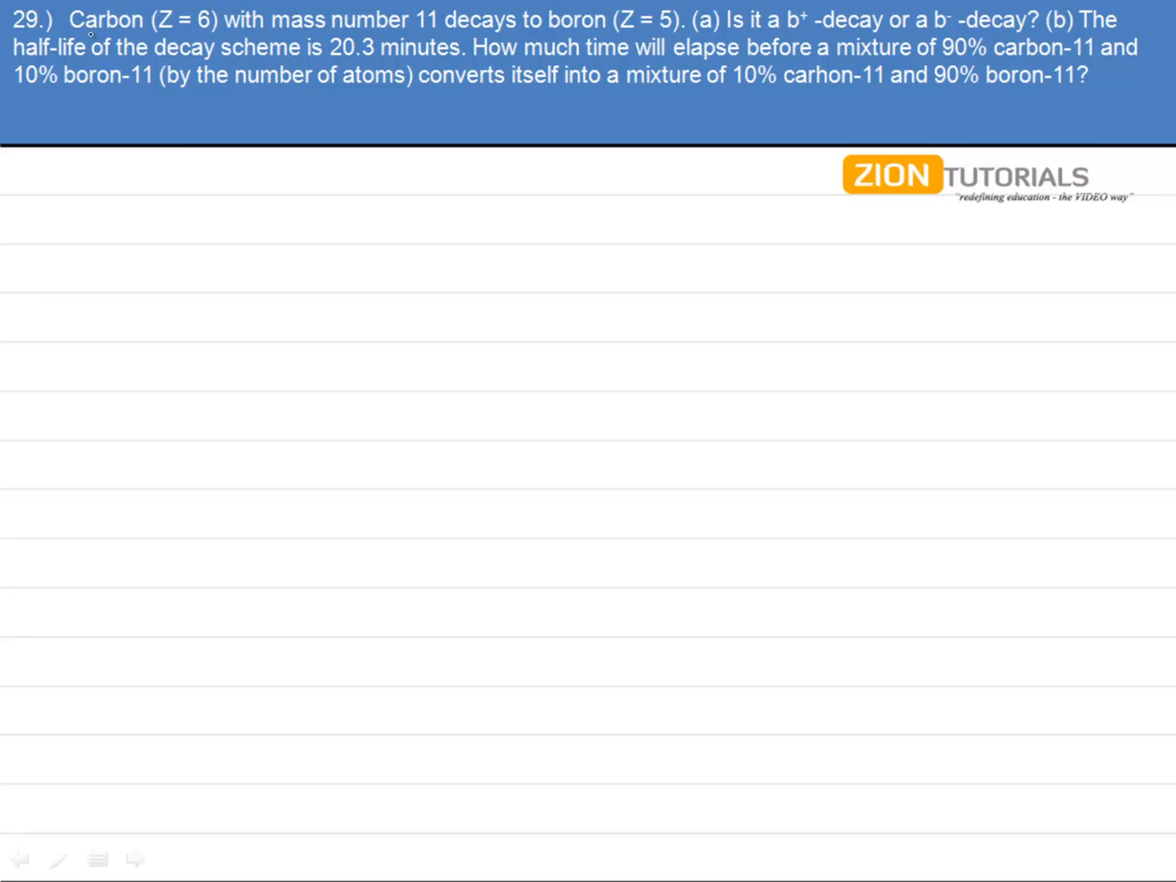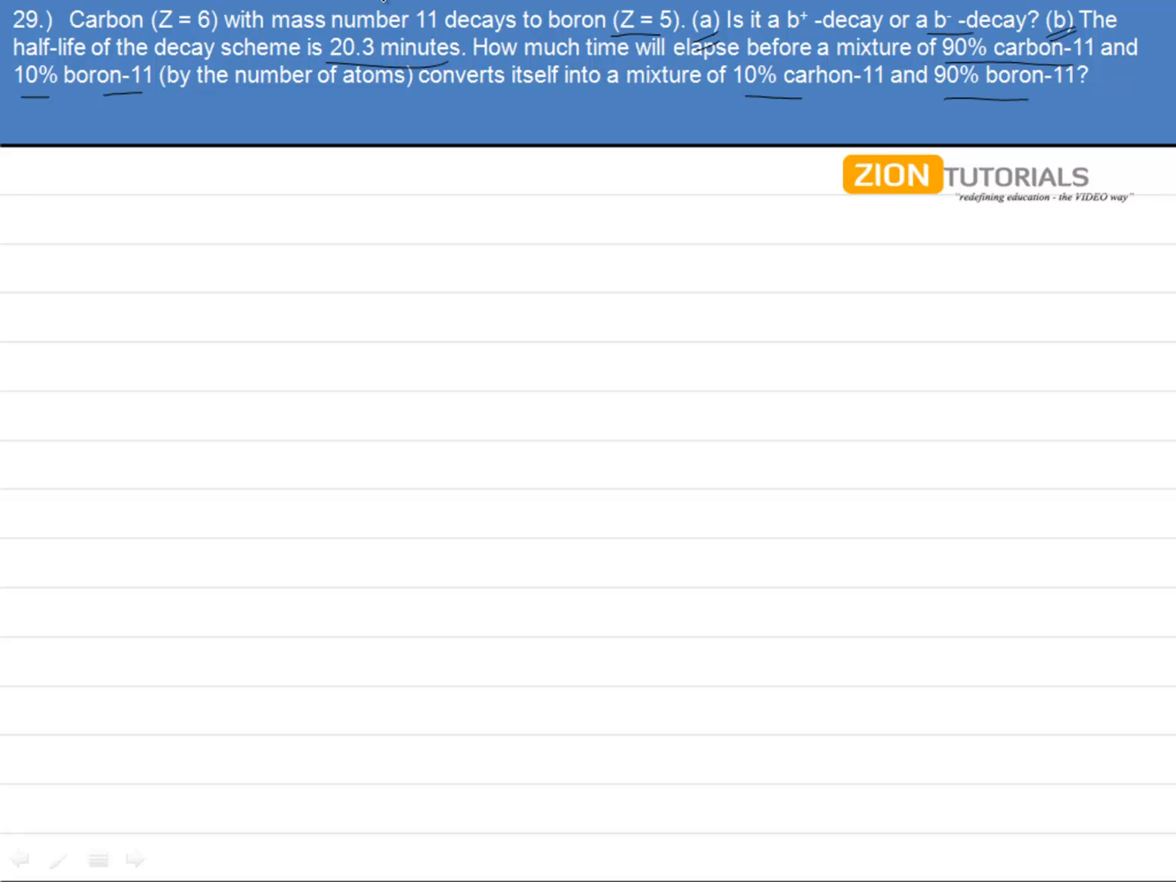As the question says, carbon Z equal to 6 with mass number 11 decays to boron Z equal to 5. A. Is it a beta plus decay or beta negative decay? The half-life of the decay scheme is 20.3 minutes. How much time will elapse before a mixture of 90% carbon 11 and 10% boron 11 by the number of atoms converts itself into a mixture of 10% carbon 11 and 90% boron 11?